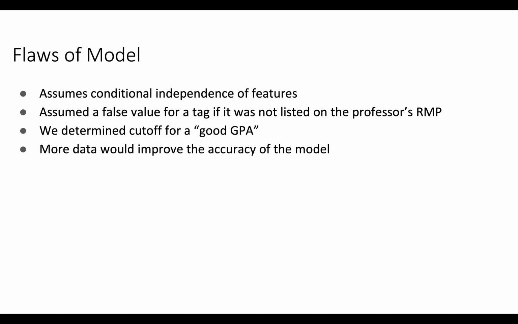One flaw of any naive Bayes classifier is the assumption of conditional independence of the features being used. And in our classifier, another flaw was that if a professor didn't have a tag listed for them, so for example, if caring were not a tag listed for a professor on the Rate My Professor page, we would just assume that it was a false value for our feature. And another flaw in our model was we arbitrarily determined the cutoff for a good GPA. So this could be changed depending on who's looking at the data and how it's being interpreted. And we defined a good GPA as 3.25 or over. And we also felt that more data could have improved the accuracy of the model as well.